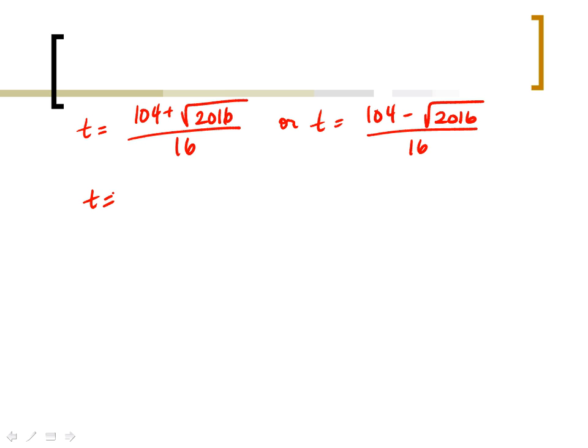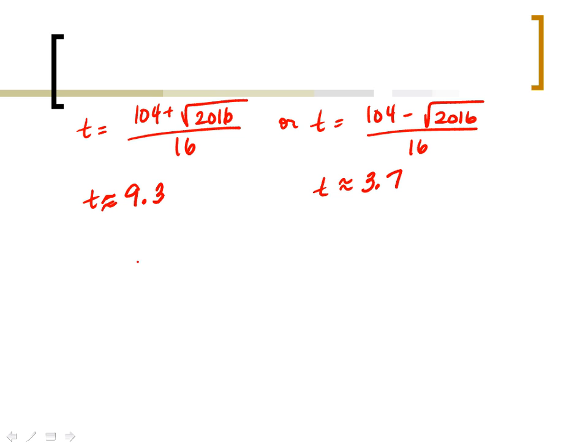So for these problems, we need to approximate what that value is. The best way to do that is to enter 104 plus the square root of 2016, close the parentheses, press enter, and then divide that number by the denominator of 16. So you should get 9.3 approximately. Or the other value, we enter 104 minus the square root of 2016, enter, and then divide that number by 16. The other value is about 3.7.